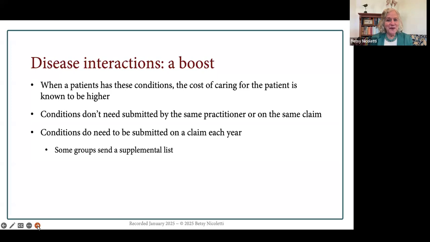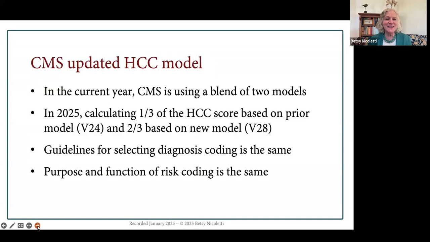These conditions don't need to be submitted by the same practitioner or on the same claim. So for a patient who has chronic kidney disease and CHF, the same practitioner doesn't need to treat those both on the same day and submit them. They do need to be submitted in a calendar year on a claim form, or some groups will send a supplemental list when they see, kind of where they're at, what services, what conditions haven't been reported.